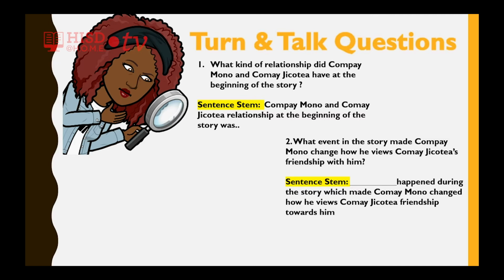Number two, what event in the story made Kompe Mono change how he views Komo Jikatia's friendship with him? Using the following sentence stem. Blank happened during the story, which made Kompe Mono change how he views Komo Jikatia's friendship towards him.